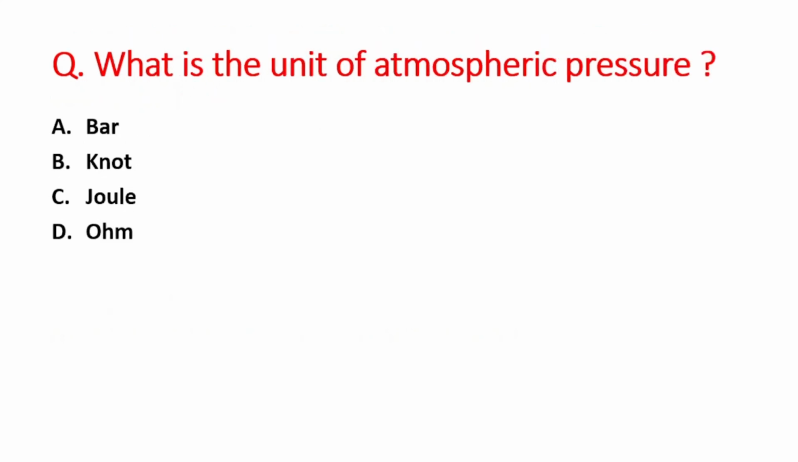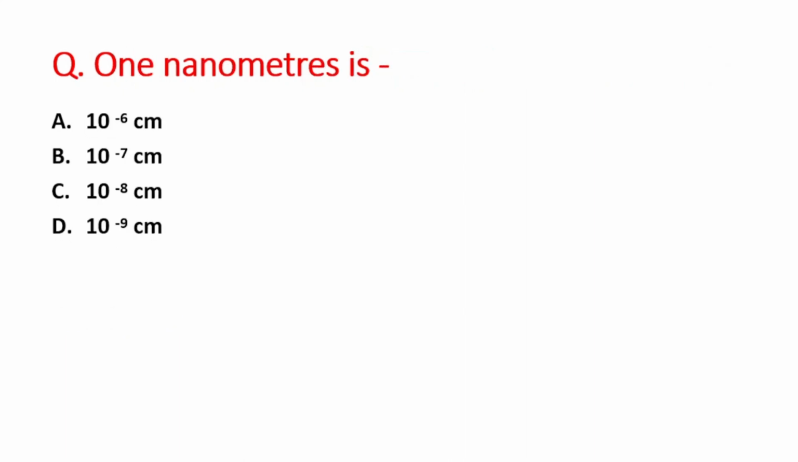Next question: what is the unit of atmospheric pressure? A option is bar, B is knot, C option is joule, D option is ohm. So the right answer is option A, that is bar. Next question: 1 nanometer is equal to? A option is 10 raised to power minus 6 centimeter, B is 10 raised to power minus 7 centimeter, C option is 10 raised to power minus 8 centimeter, and D option is 10 raised to power minus 9 centimeter. So the right answer is option B, that is 10 raised to power minus 7 centimeter.